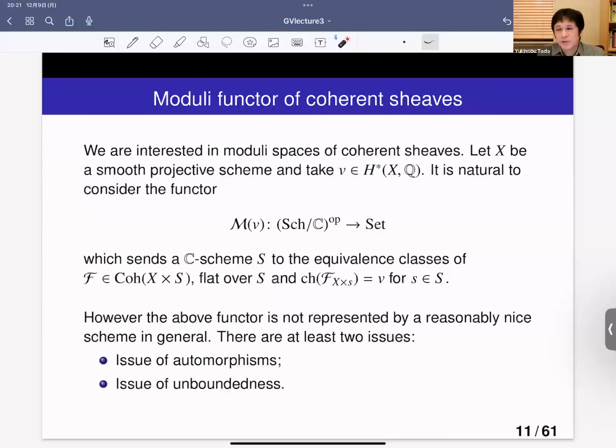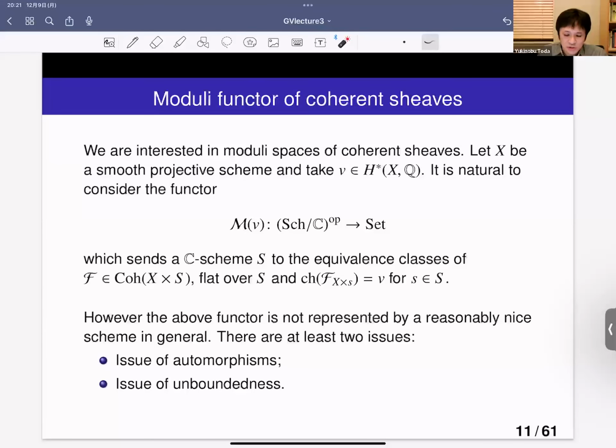I want to fix some Chern character of the sheaf F, which we want to consider because the Chern character is, in fact, locally constant along the flat deformation of the coherent sheaves. So it is natural to fix that Chern character. For example, in the case of curves, this corresponds to fixing the rank and degree of coherent sheaves.